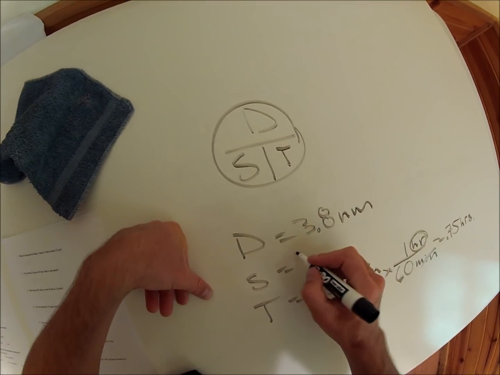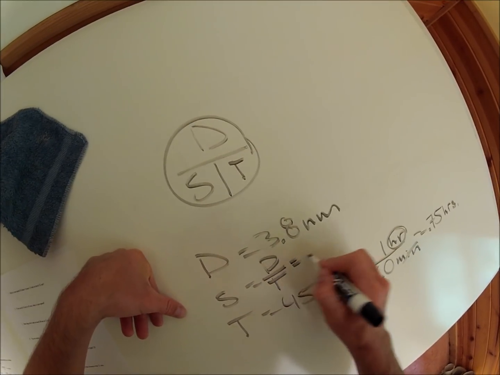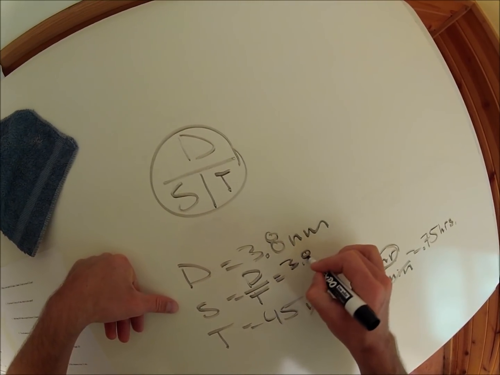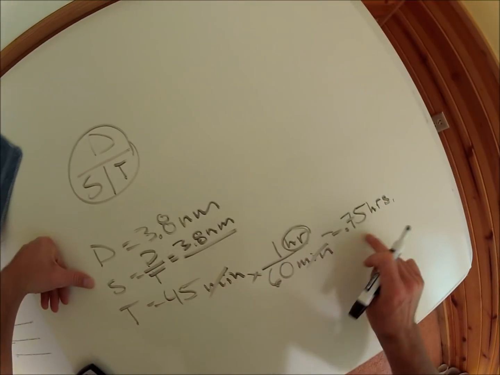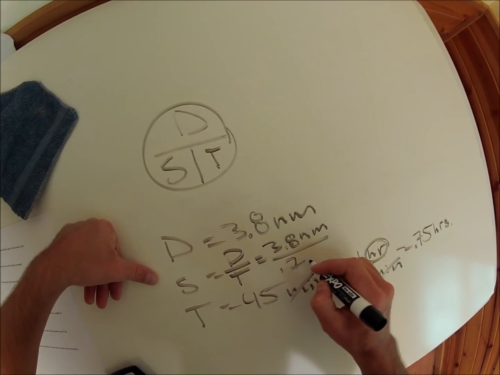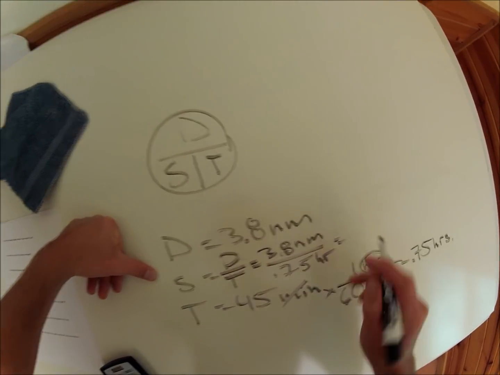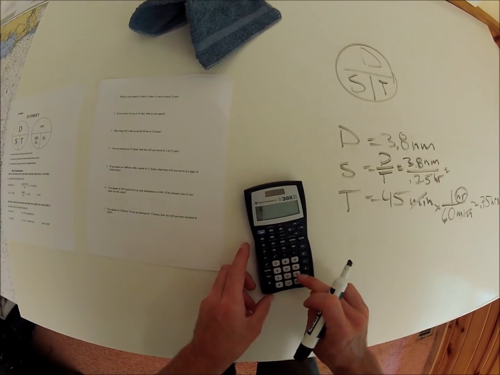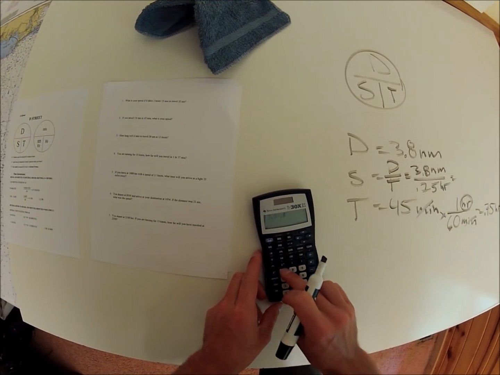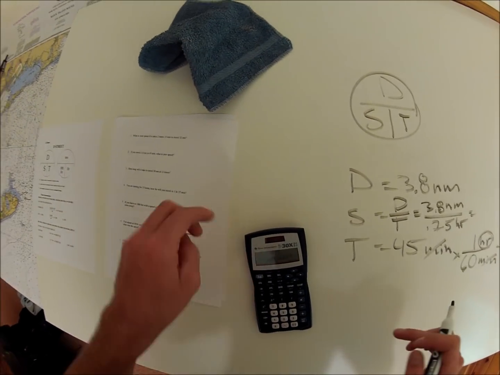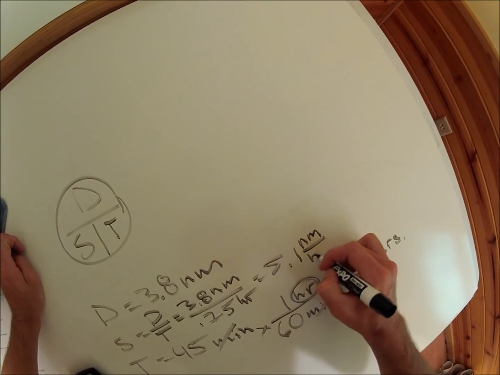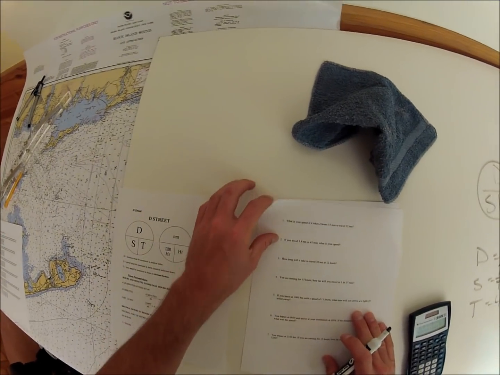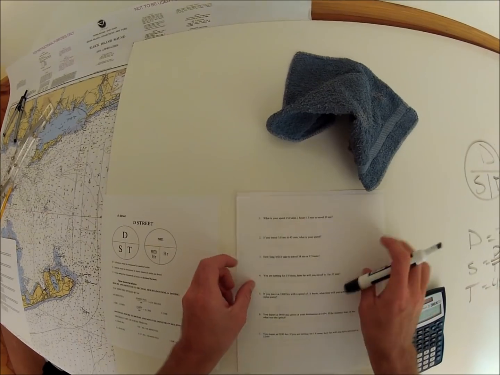So speed is equal to what? Distance over time, which is equal to 3.8 nautical miles divided by 45 minutes, 0.75 hours. So 3.8 divided by 0.75 equals 5.06 repeating. So we'll say 5.1. 5.1 nautical miles per hour, which is knots. Let's see what we got for the answer. 5.1. All right, let's do the third one.